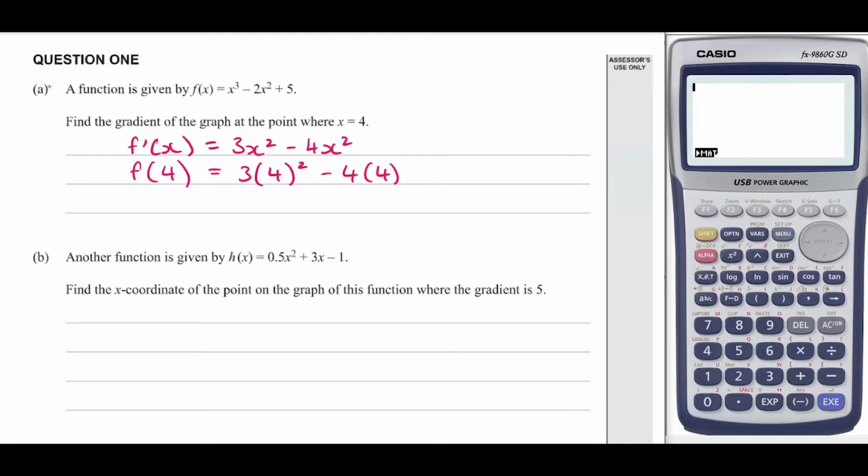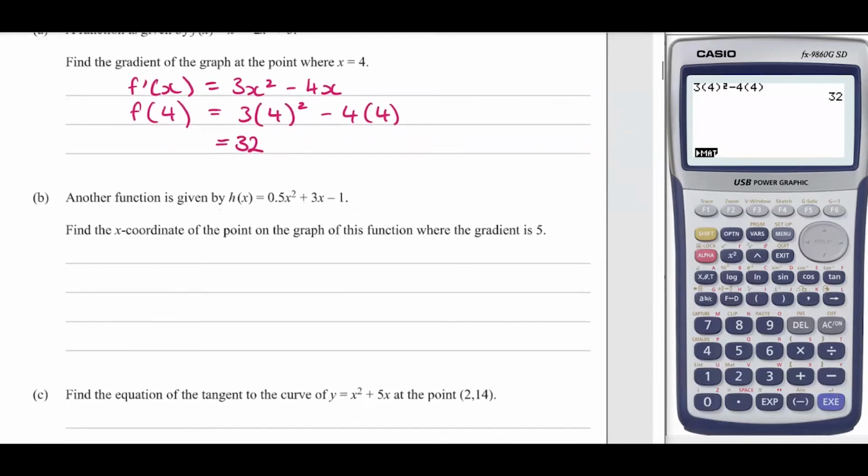Oh, I've just realised I made a mistake on that one. So that was 4x rather than 4x squared. So when we pop that in the calculator, it will look like this. So we'll have 3, then put that thing into the brackets because it's easy to make mistakes with negatives. And if you include the brackets, then you'll always get that right. Okay, so we've got the gradient is 32.